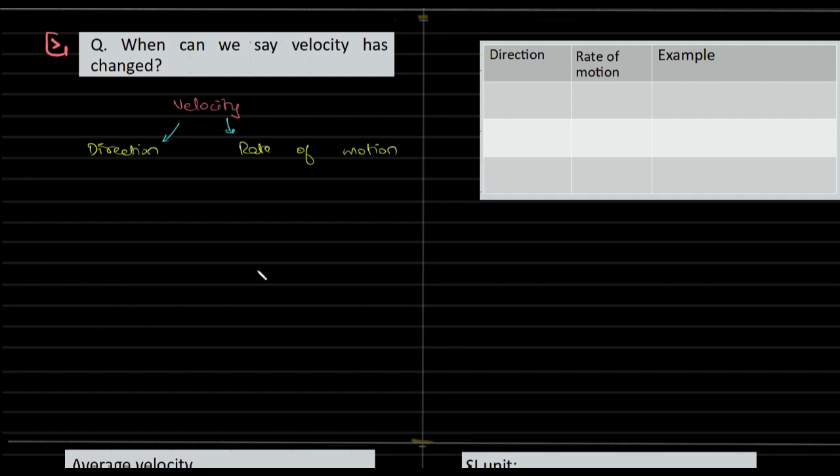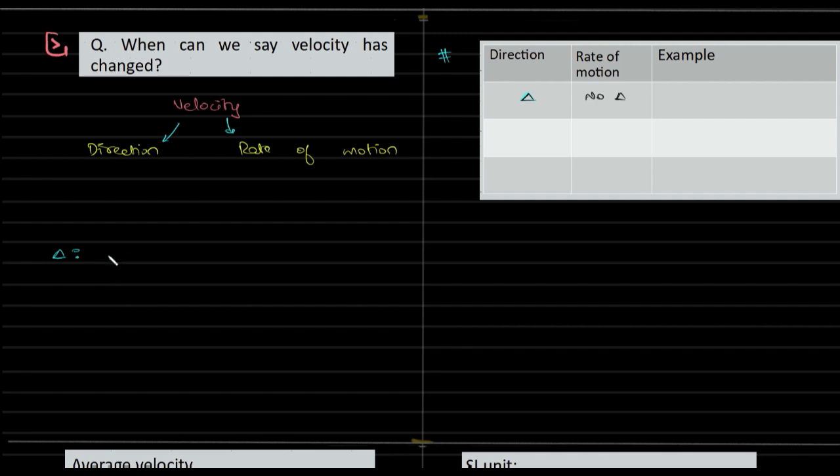Okay, so I'll summarize it over here. If we see a change in direction but no change in rate of motion, then the velocity has changed. Okay, so let me explain what I wrote over here.